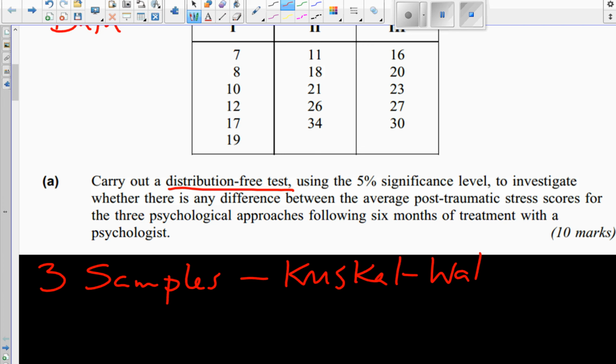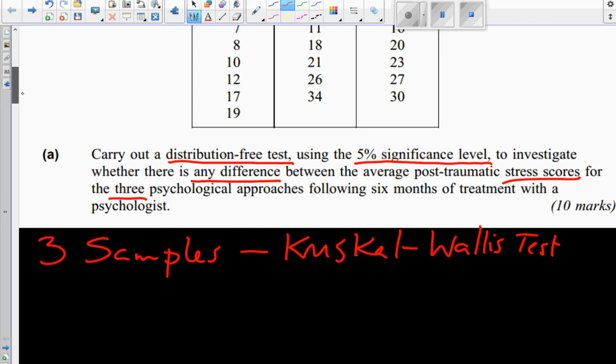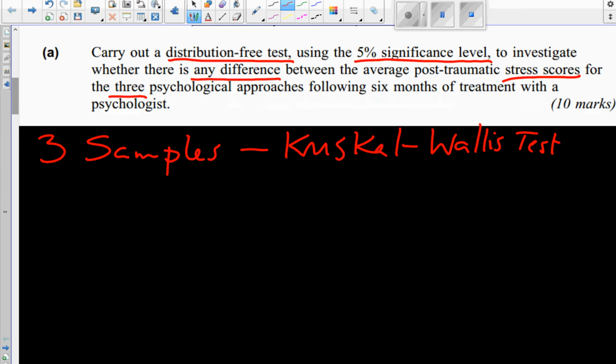Okay, let's look at the other data they're asking us for. So this is carrying out a distribution-free test using 5% significance level to investigate whether there is any difference, not greater than or less than, but any difference between the average post-traumatic stress scores for the 3 psychological approaches following 6 months of treatment with a psychologist. So they're asking us just if there's any difference.